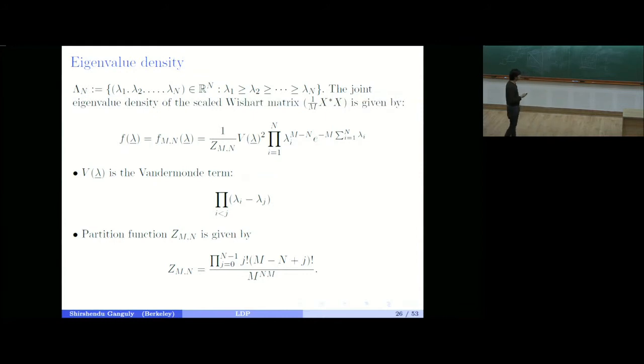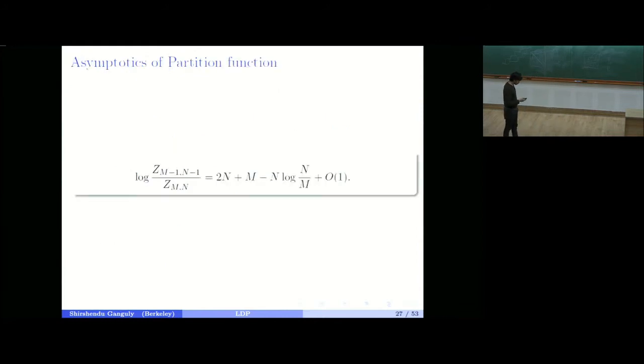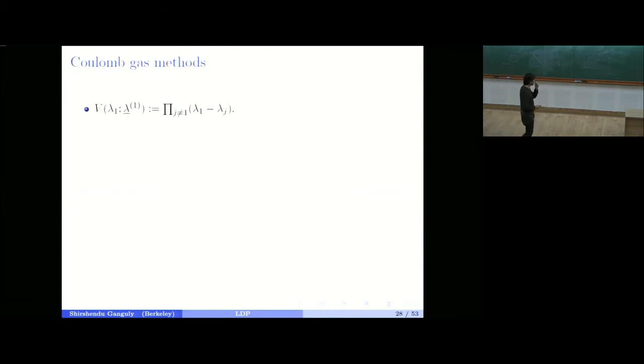Given this, one thing that would be useful is to understand the ratio of the partition functions. You have a system of size (m,n), and now a system of size (m-1,n-1). Because of this explicit expression, you can work out how the ratio of the partition functions behaves. There is some expression, and that's going to be important for us. Now we will sketch how, using all these inputs, you can refine this large deviation result.